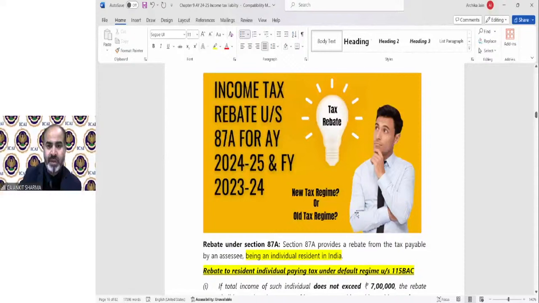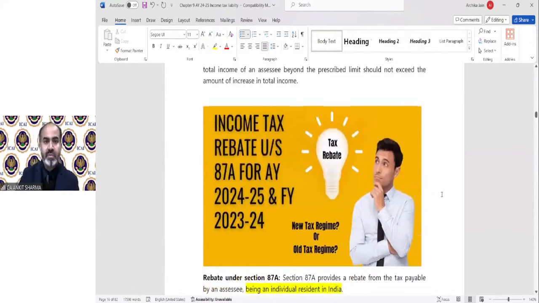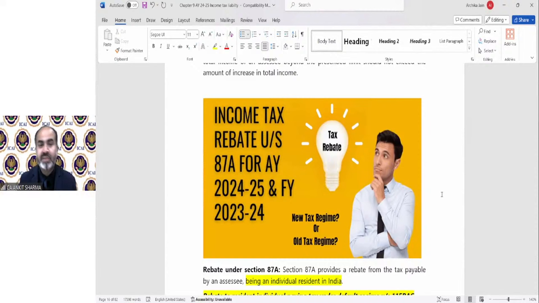Yes. Okay. So now income tax rebate under section 87A for assessment year 24-25 and financial year 23-24. So we have rebate provisions also. Like we have surcharge provisions, slightly different for 115BAC and normal. In the same way, we have some rebate provisions also under section 87A. We have a rebate of 12,500 rupees maximum in the old tax regime, and in case of section 115BAC tax regime, we have a tax rebate of 25,000 maximum that we can claim. So let's see the rebate provision.